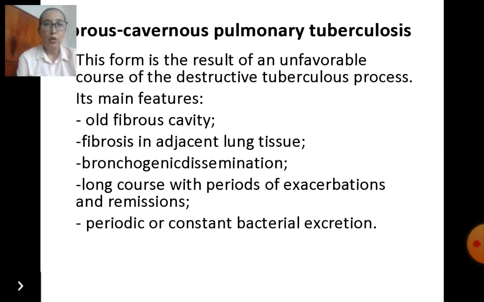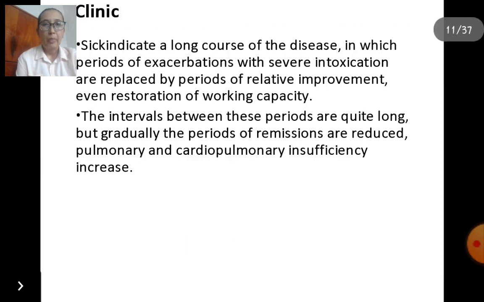Fibrous cavernous pulmonary tuberculosis is formed as the result of an unfavorable course of a destructive tuberculosis process. Its main features are an old fibrous cavity, fibrosis in adjacent lung tissue, bronchogenic dissemination, lung scars with periods of exacerbation and remission, and periods of constant bacterial excretion. Clinic.